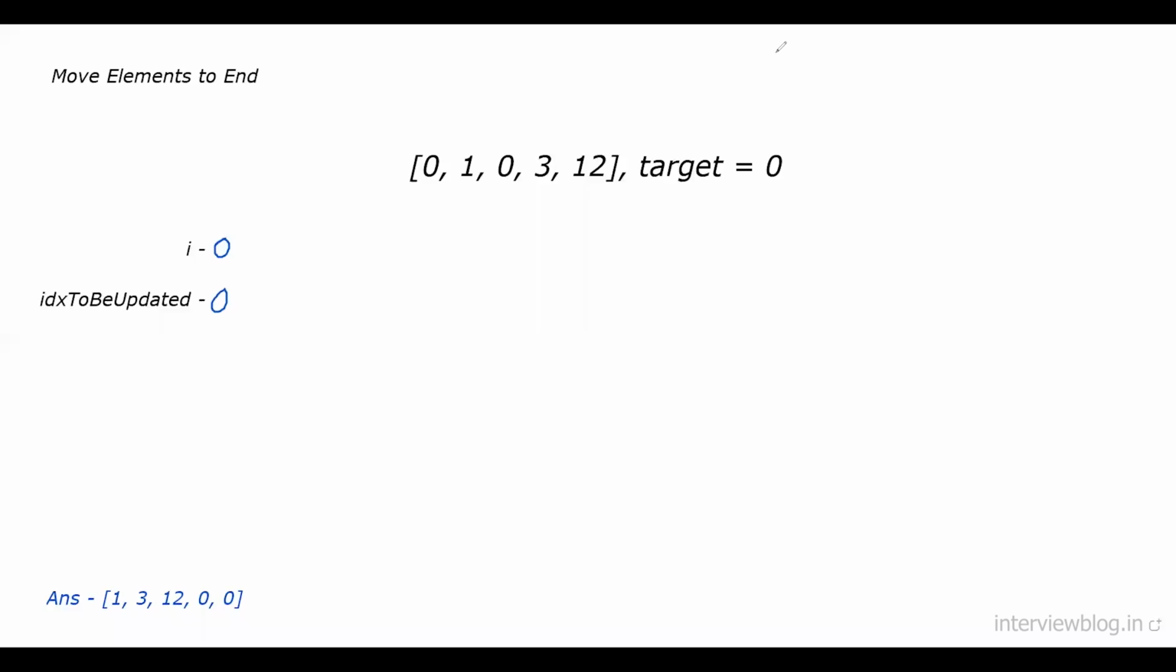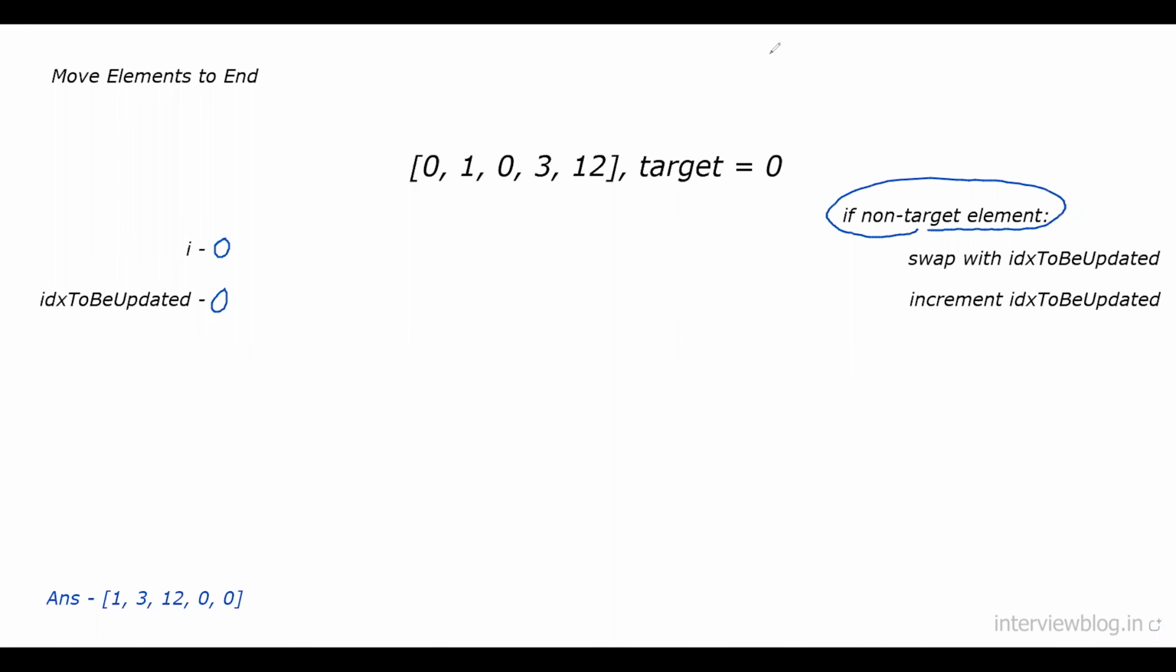My approach to this problem is that while traversing the given input array, whenever I find a non-targeted element, I'm going to swap it with the index that needs to be updated. That is, I'll be moving these non-targeted elements to the front of the array. Now, since we have already updated the index to be updated, we need to increment the index that needs to be updated. So let us now see this example.